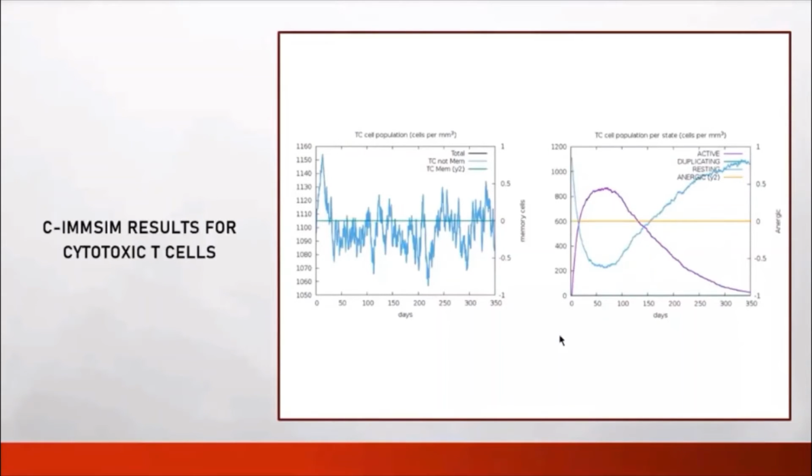For my C-IMMSIM results for cytotoxic T cells, the graph on the rightmost shows the population of active CD8 T cells. You can see that it has a heightened trend for the first 5 months after injection. The active CD8 T cells decline months after injection since repeated exposure to the antigen is no longer induced. I want to say again that I only had 3 injections. After a few months, the trend goes down. This just means less antigen presentation, therefore less activity from CD8 T cells.